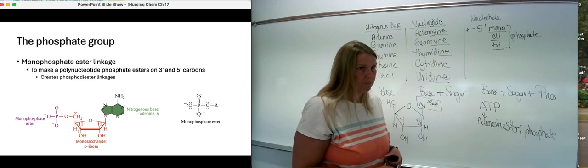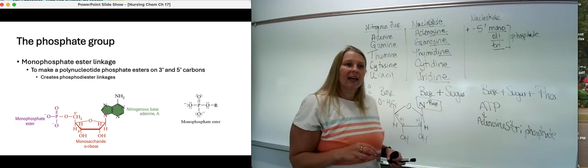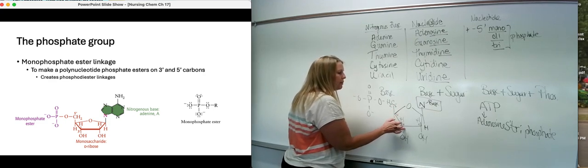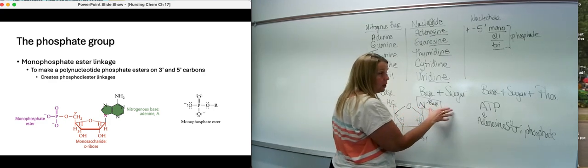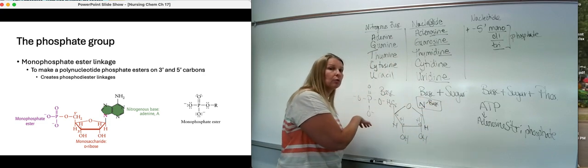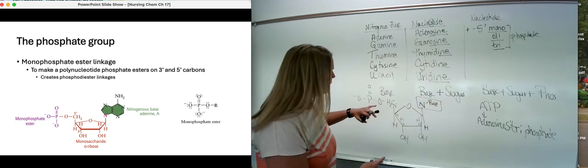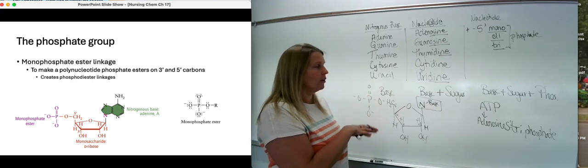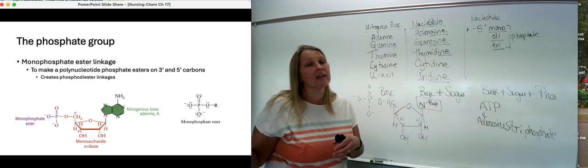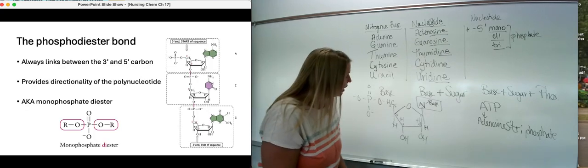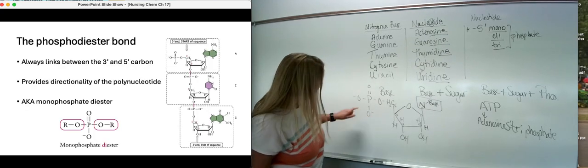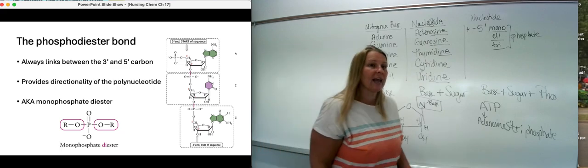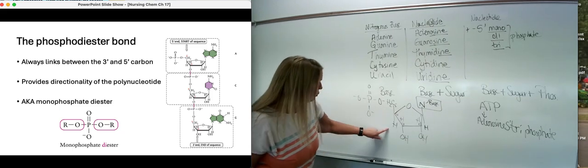So again, we have these monophosphates, and to make a polynucleotide, so to make a piece of DNA or a piece of RNA, we actually make phosphate esters on both the 3' and the 5' carbon. So we call them 3' and 5', not to be confused with the carbon numbers in the base. If you hear me add the prime, we're talking about the numbered carbons in the sugar, not in the base pair, because those also have nitrogen. So when we start connecting these, this oxygen here, as you can see it's better drawn in your book, is connected between the oxygen from the 3 to the 5.